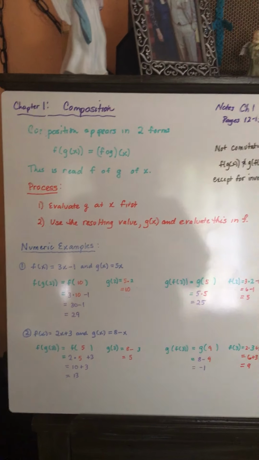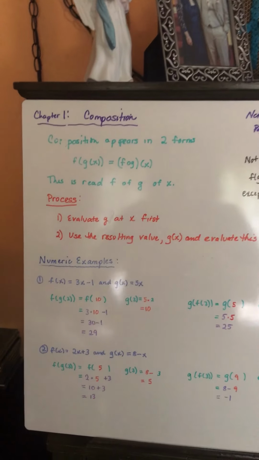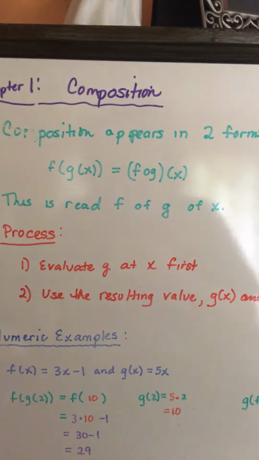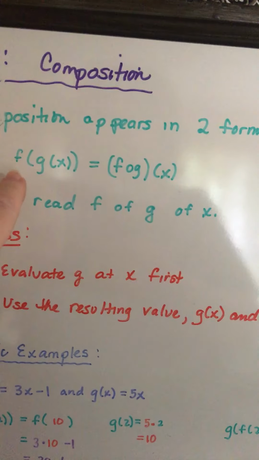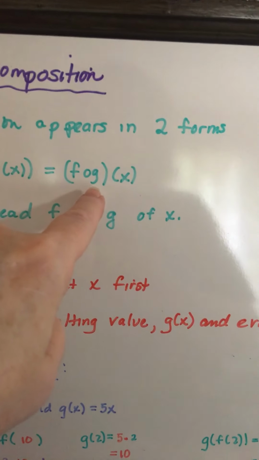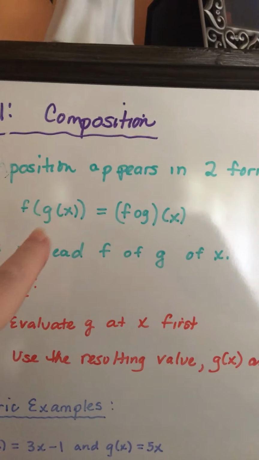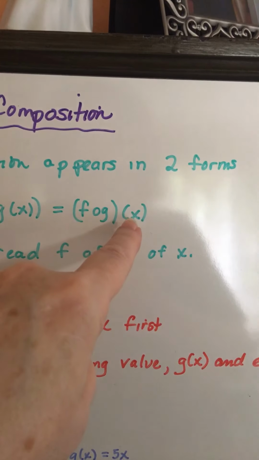Okay, Chapter 1, the composition notes are on pages 12 and 13. Composition appears in two forms. It can be written either of these ways. This is read "f of g of x," and this can also be read "f of g of x," but to separate it so you know which form you're writing, people will read this "f circle g of x."